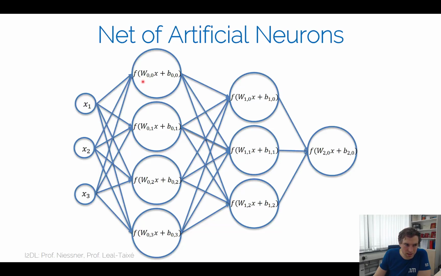So W is our weights and B is our biases. Biases we've seen already, but this is nothing else but a linear model inside. F is going to be some nonlinearity, such as a sigmoid, such as a maximum function, such as a tanh. We'll talk about this in a second. But again, look at these indices.